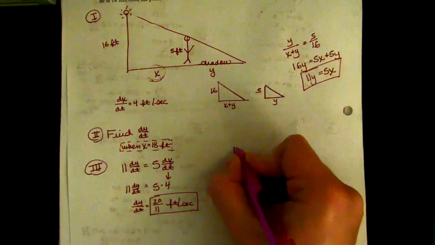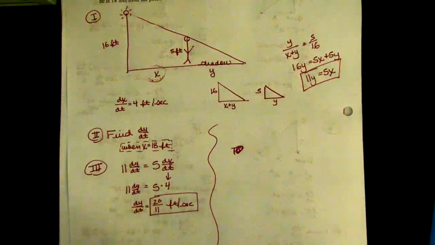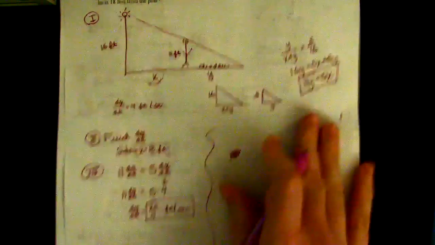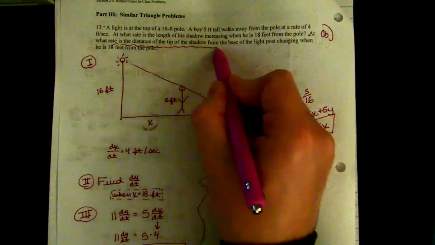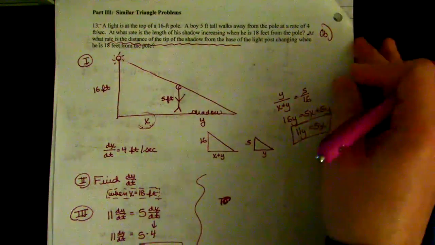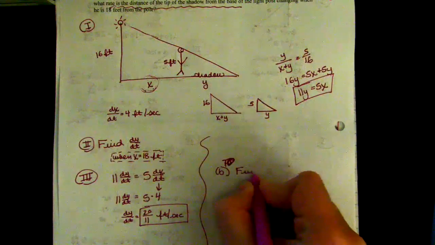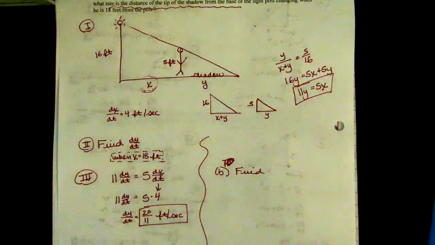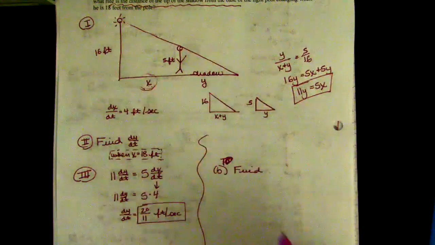As for part 2, not part 2, sorry. There is no part 2. I already have my answer. I'm done. But there was another question here that I'm going to call part B. I'm going to call that other question part B. The rate that the distance of the tip of the shadow from the base of the light post is changing. The tip of his shadow, how far is this from the base of the light post? I think it's x plus y from the base of the light post.